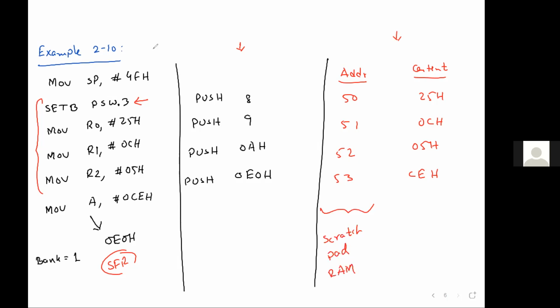So see, by moving this stack pointer, you can change the location of the stack. By default, you have register bank 1 for your stack. But if you cannot use that, then you can go to Scratchpad RAM and use that as stack. Is it okay now? This is the end of your chapter 2. So if you have any question, you can ask.